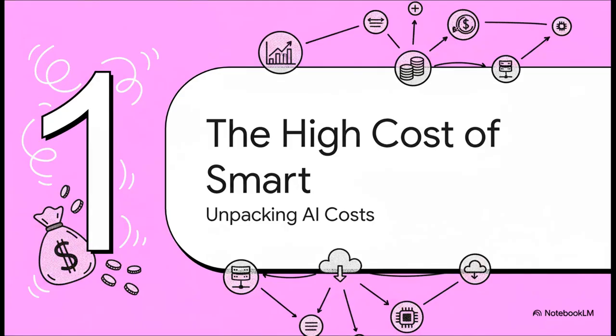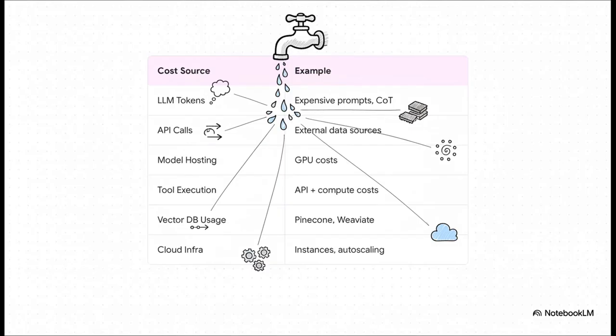All right, first things first. We have to unpack the real-world costs of running AI in production. Before we can start plugging leaks, we need a map of all the different places our money is actually going. So, have a look at this. The cost of an agent is almost never from one single source. It's more like death by 1,000 cuts.